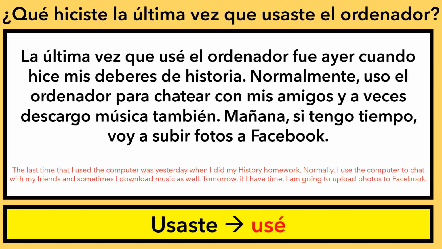Okay, so remember, this is only one of 4 bullet points, and you've got to address all 4 bullet points in 90 words. So that means you can't write very much for each bullet point, but we know that what is central to success on the 90-word task is hitting the 3 tenses, past, present, and future. And we've got that in this text here. We've got the last time that I used the computer, usé, this past tense verb there. We've also got fue and hice. We've got uso and descargo for present tense verbs, and voy a subir for future.